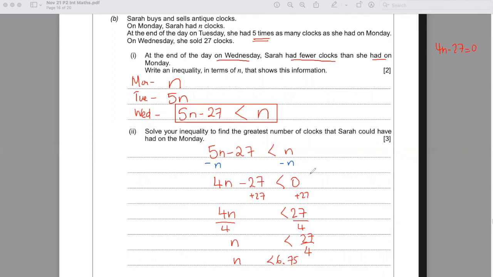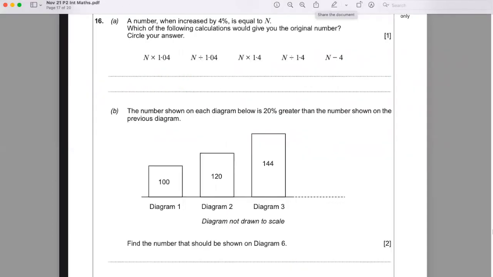Now, what is the greatest number of clocks that Sarah could have had on Monday? The clock can't be 6.5 or 6.75, so the greatest number of clocks equal to 6. It has to be 6, a whole number.